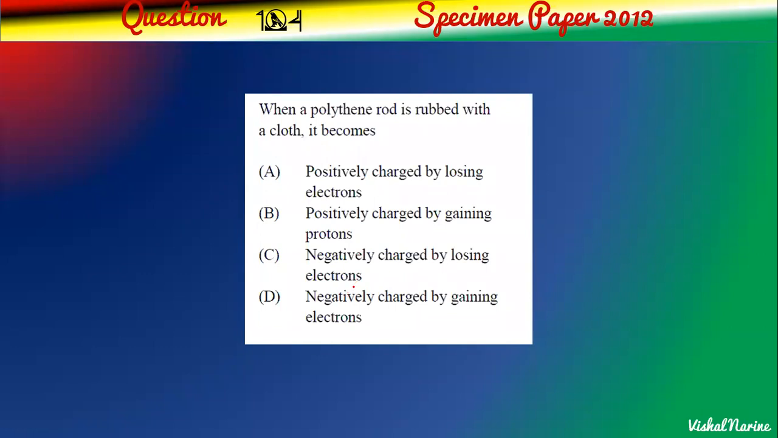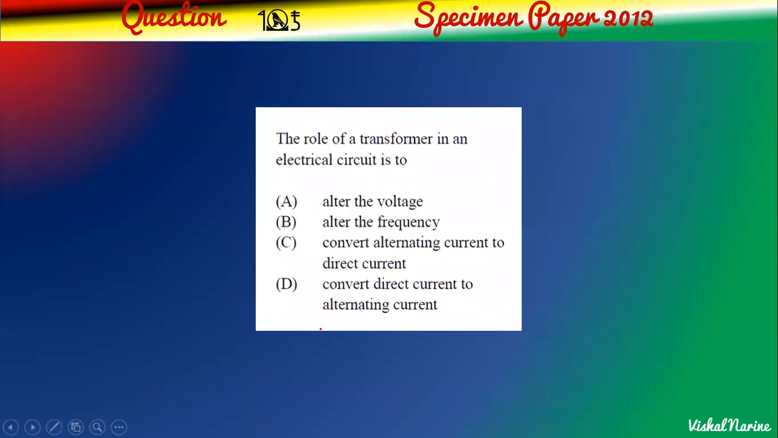It is going to become negative by gaining electrons, right? One of five, we just work this one here out. So those are the options we arrange. The role of a transformer in a circuit is to alter the voltage.